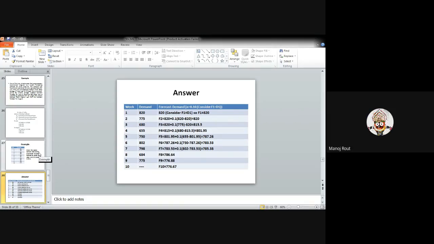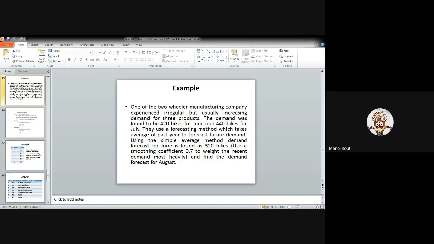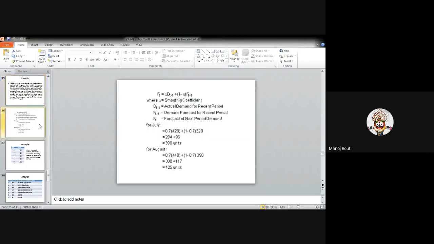As far as concerned is this one, go to this particular example. Here, 2 months data is given. Clear? Yes, sir. For the months of June and July, data is given, and one condition is given. June forecast is already given in the form of 320 bikes. Clear? Yes, sir. So here you calculate the first one. Go to the slide. You use this particular formula. Clear?